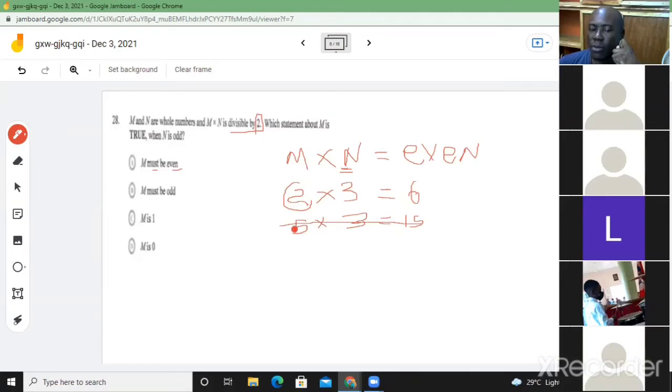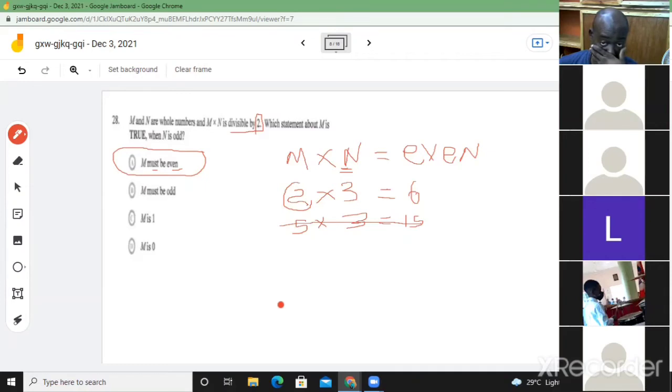Sir, what if you try 12? 12 times 3 is 36. If you try 8, 8 times 3 is 24. So what we're suggesting here, luckily the first statement is correct. M must be even, because if you try any even number here and you multiply by an odd number, you will get back an even number.